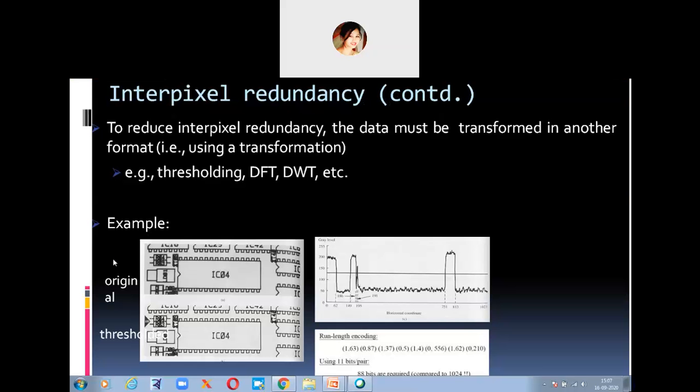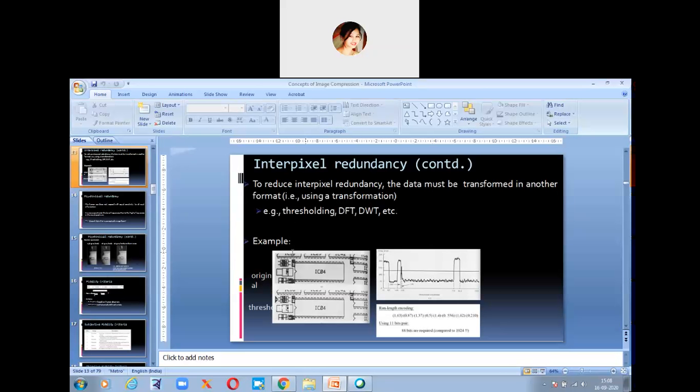Then we have, they are showing the example. Oh wait, this overlapped. This is nothing but thresholding.